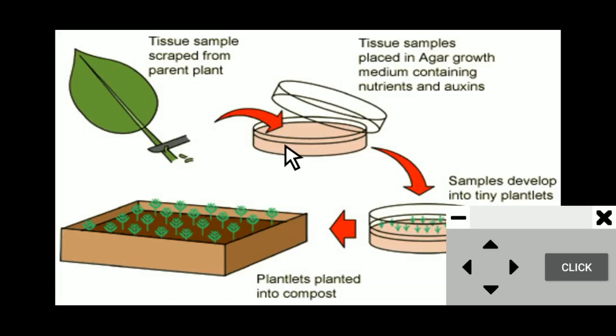After a few days you can see the development of tiny plantlets, and now these tiny plantlets should be transferred to the trays which consist of compost. So this is how plant tissue culture is carried out. And in the trays you can see the maintenance of genotypes under controlled conditions.